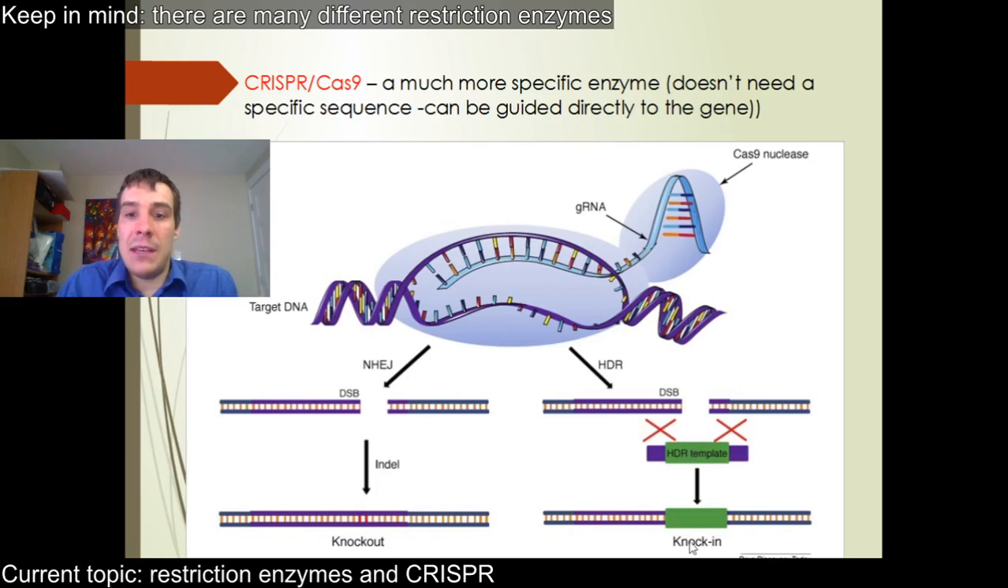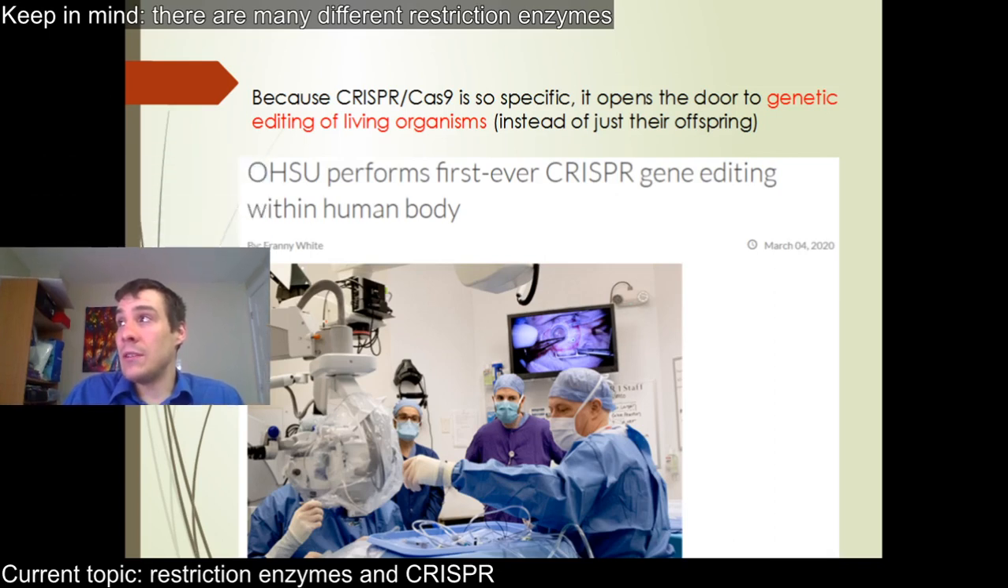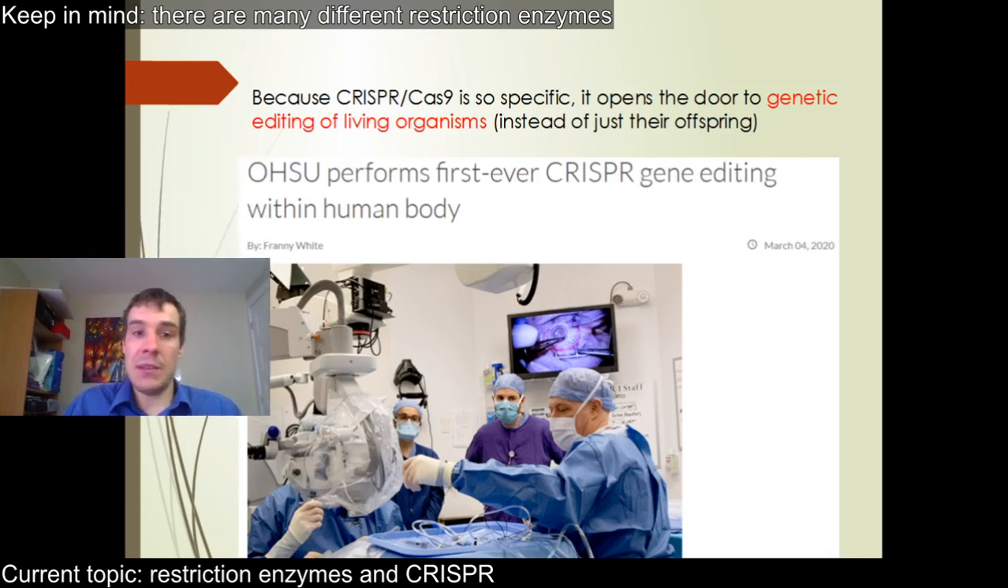And if you chop anything out, you can also put anything in. So that's the power of CRISPR. It's like a laser guided pair of scissors. It just chops out exactly the gene that you want and can insert whatever gene you want. So that's really powerful. And it opens the door to, for example, gene editing a living organism. So here's a very recent news story actually.